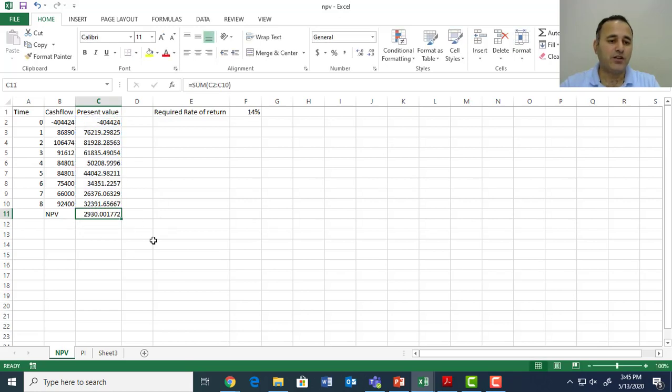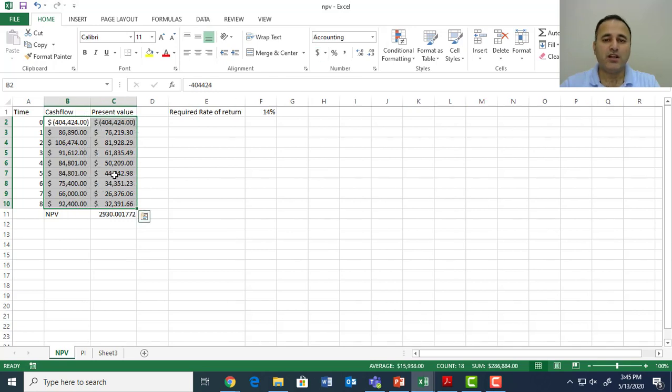So the net present value of this project is, let me make it a little bit more presentable. If I press $, it will automatically be converted into currency signs with 2 decimal points for cents. And let me convert this one as well. Okay, so the net present value of this project, in which the initial investment was $404,000 and 424.